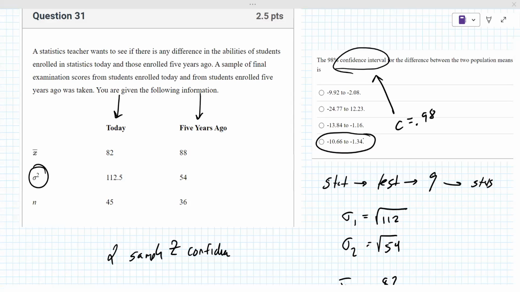But hopefully you're getting comfortable with the calculations. You're going to be doing a lot of them on the test. Okay, 34.